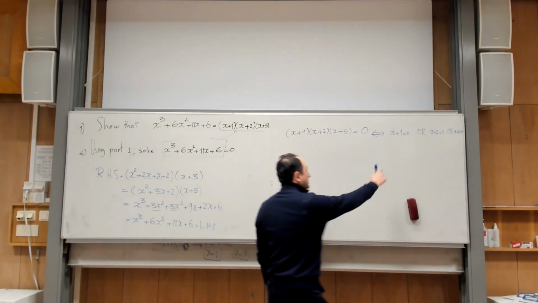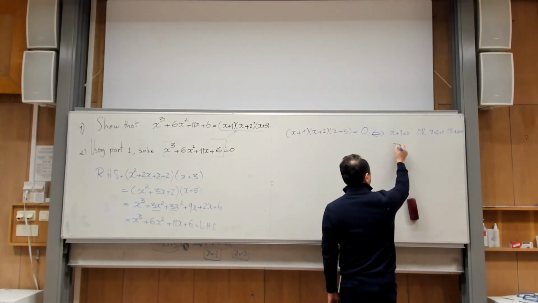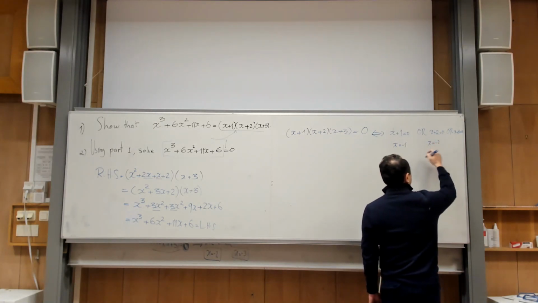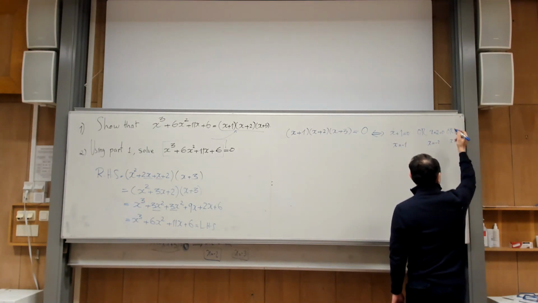So what happens if x plus 1 is 0? When x plus 1 is 0? When x is minus 1. When this is 0, this is minus 2. When this is 0, it is minus 3.